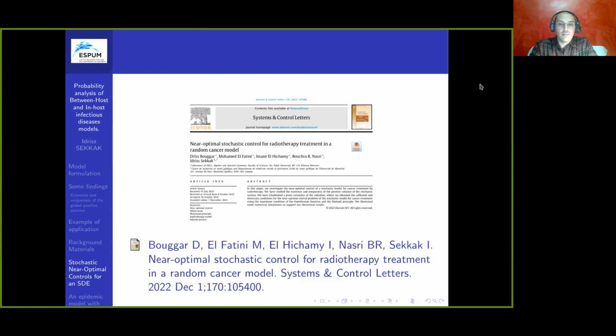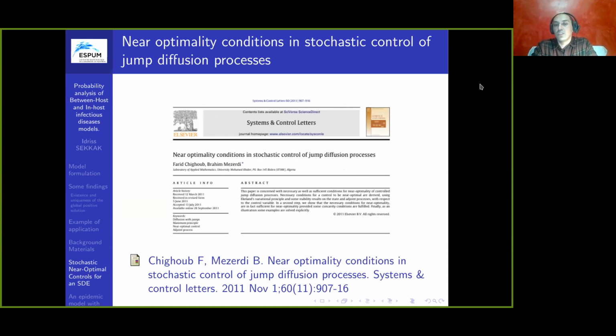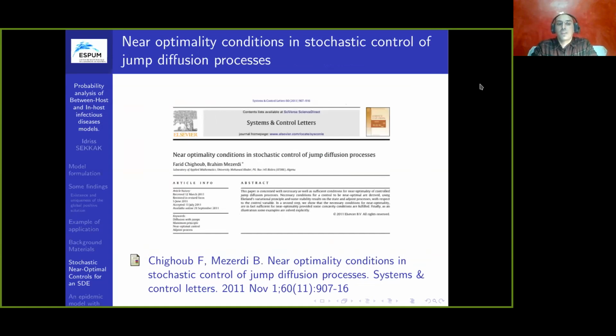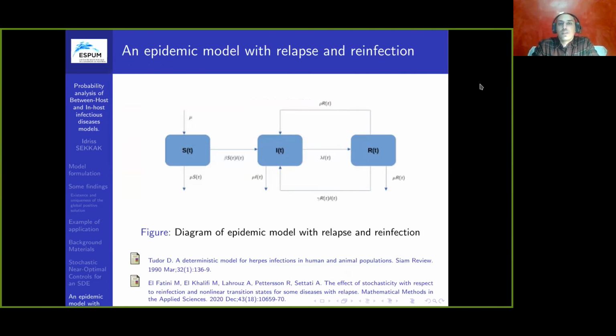For a more general aspect, by adding the jump diffusion process into the work of Zhu, Farid Shihoub and Brahim Zerdi, using the equivalent principle and multiple techniques, got the conditions for the sufficient and necessary cases. So in our work, we tried to investigate a general model, since there is the CIRI model.